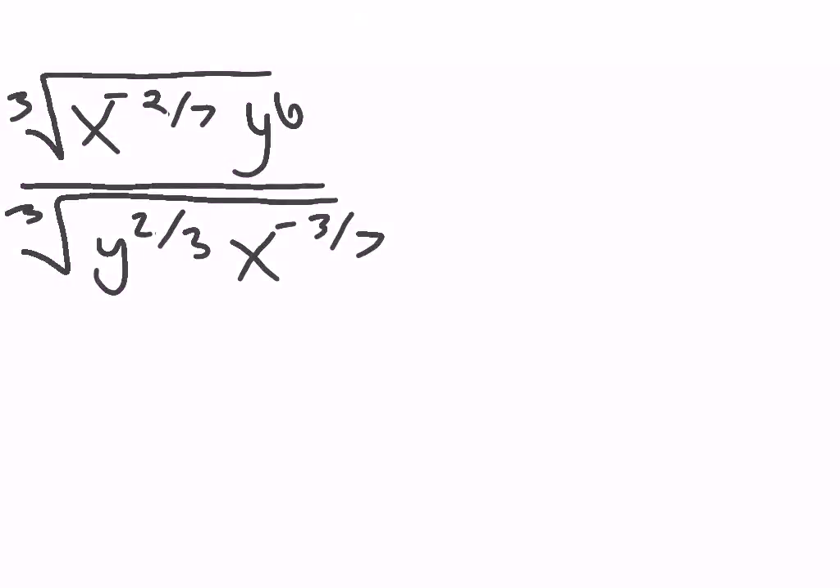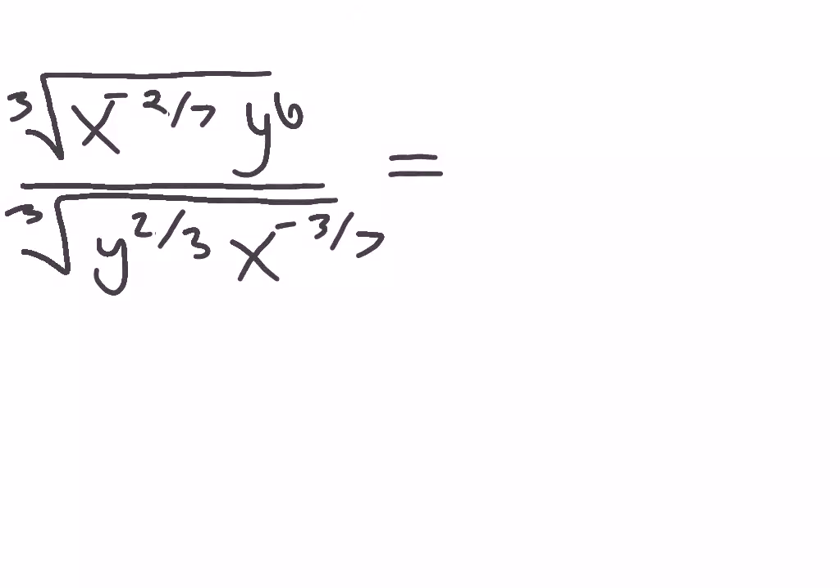So what I'm doing is I'm taking some of the problems from the review packet that I think look a little bit intimidating, and I'm going to try and walk you through them. So the first one I'm going to work on is number 55. We have the cubed root of x to the negative 2/7 y to the 6th all over the cubed root of y to the 2/3 x to the negative 3/7.